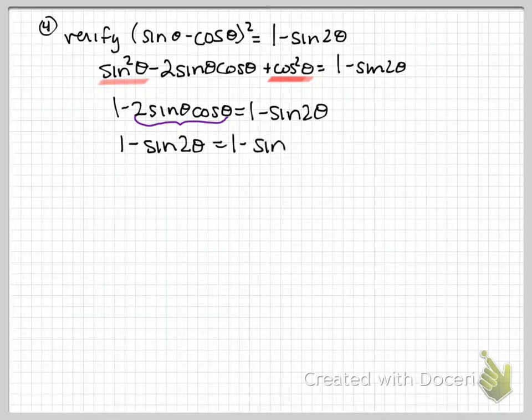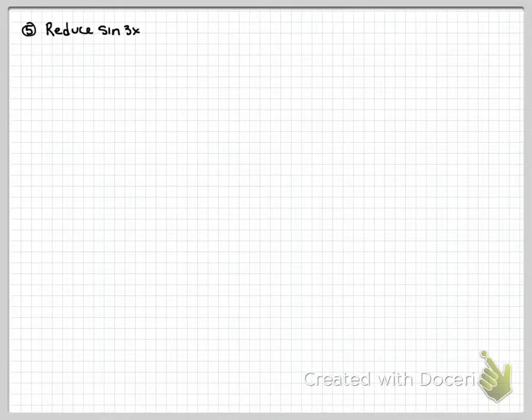And now both sides match. And that's example 4. Okay, on to example 5. Example 5 says we want to reduce the sine of 3x.